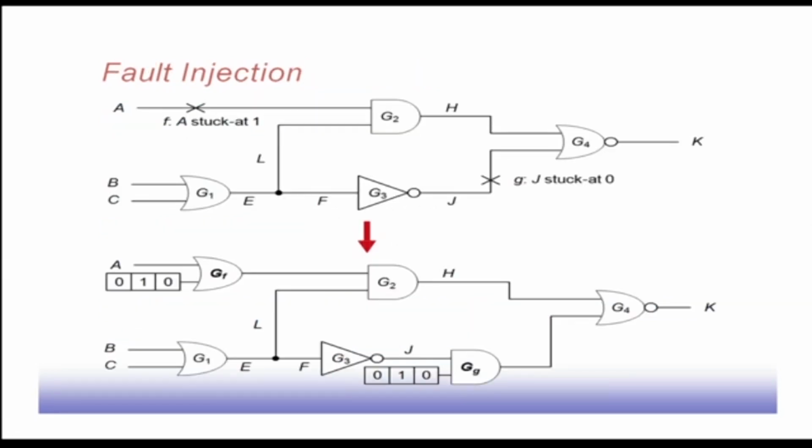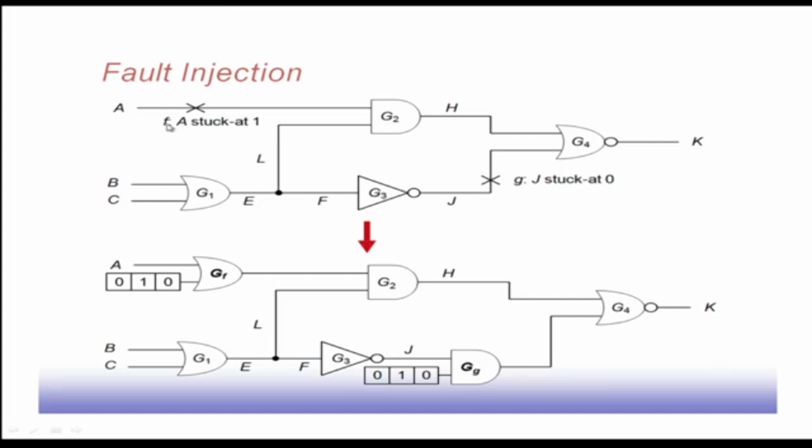So, this is an example. You see this is the original circuit. It has 3 inputs A, B and C, and what we do is, with every line we associate 3 bits. One is for line A, we have the good circuit value, that is 0. Then we have, if this line A is stuck at 1, what is the value?